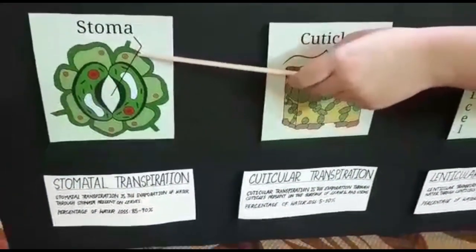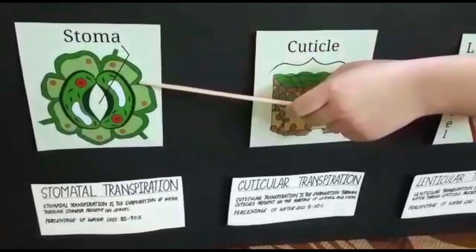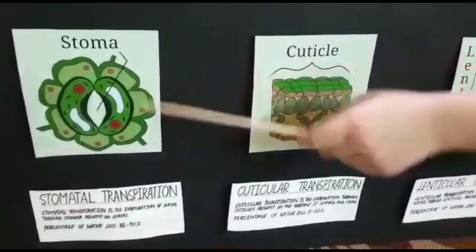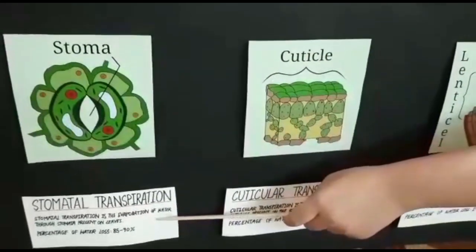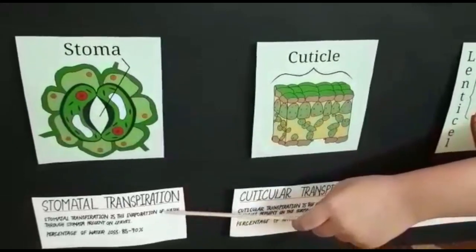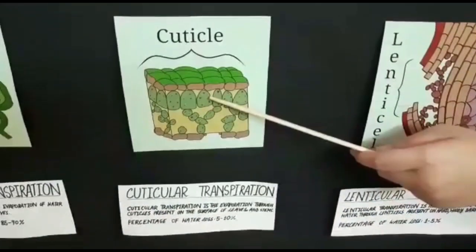Stomatal transpiration. Stomatal transpiration is the evaporation of water through stomata, specialized minute pores present on leaves. It accounts for the maximum percentage of water loss, around 85-90%.